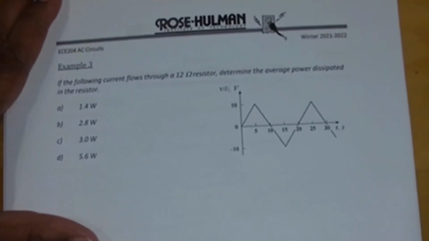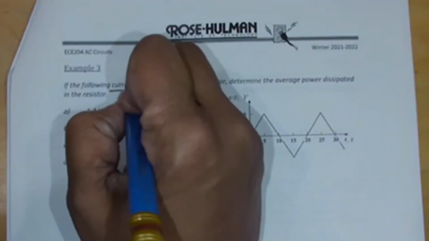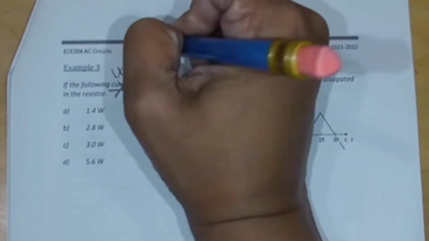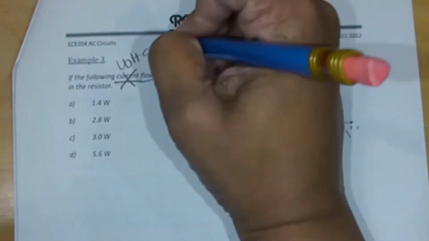Okay. If the following current, oops, I said current. That's a voltage, isn't it? This should be voltage. These may be more typos, Ian. They should say voltage. I'll have to fix all this, okay?